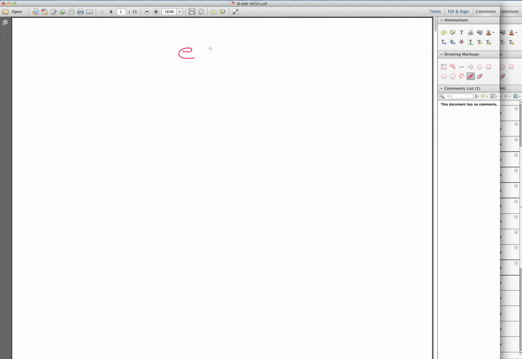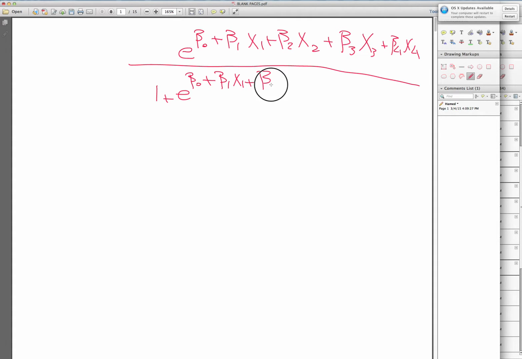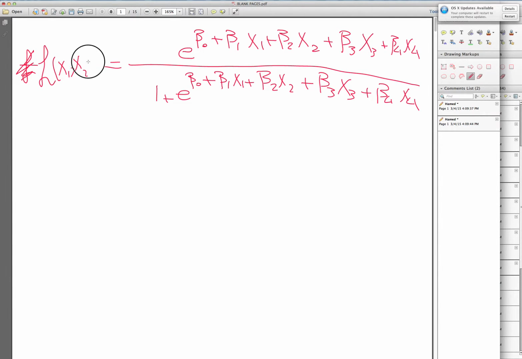It would look like this: exponential of beta 0 plus beta 1 x1 plus beta 2 x2 plus beta 3 x3 plus beta 4 x4, divided by 1 plus exponential of the same thing, beta 0 plus beta 1 x1 plus beta 2 x2 plus beta 3 x3 plus beta 4 x4. So this is a logistic function. Usually you use L to represent it, so let me use L: L of x1, x2, x3, and x4.